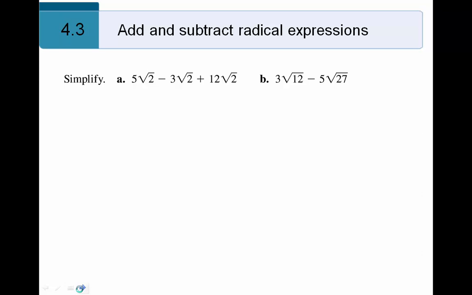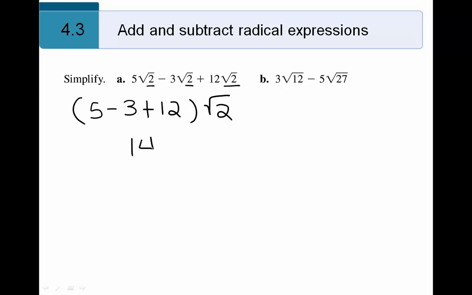Okay, so this first one we have 5 square roots of 2 minus 3 square roots of 2 plus 12 square roots of 2. So the first thing you should be glancing at is your radicands to make sure they're the same, which they are. So I'm just going to pull out the radical. That means I'm going to have 5 minus 3 plus 12 square roots of 2. 5 minus 3 is 2, and 2 plus 12 is 14. So I have 14 square roots of 2.